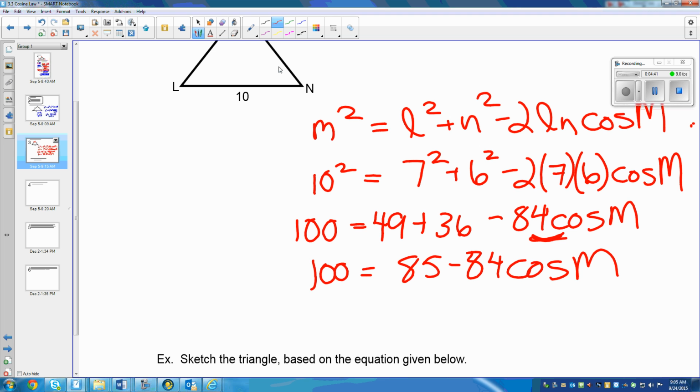Now, what would you do? Good. We got to get M alone. So we got to subtract the 85, so then we have 84 times cos M, right? Because we're trying to get M alone, but we can't combine these because these two are multiplied here, right? So we'll subtract our 85 to the other side. So when we subtract 85, we get 15 is equal to negative 84 cos M.